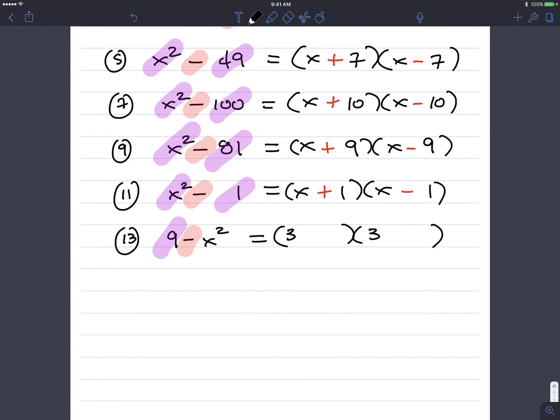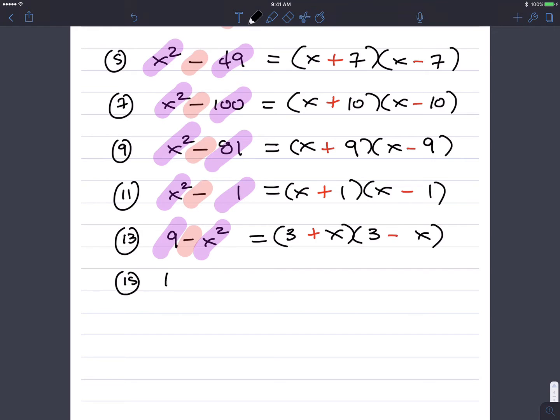X squared is a perfect square. Isn't that a perfect square? So what's the base? X and X. What are the signs? Plus and what? And minus. There you go. Okay. So you have to have knowledge of that list. Knowledge of the list.